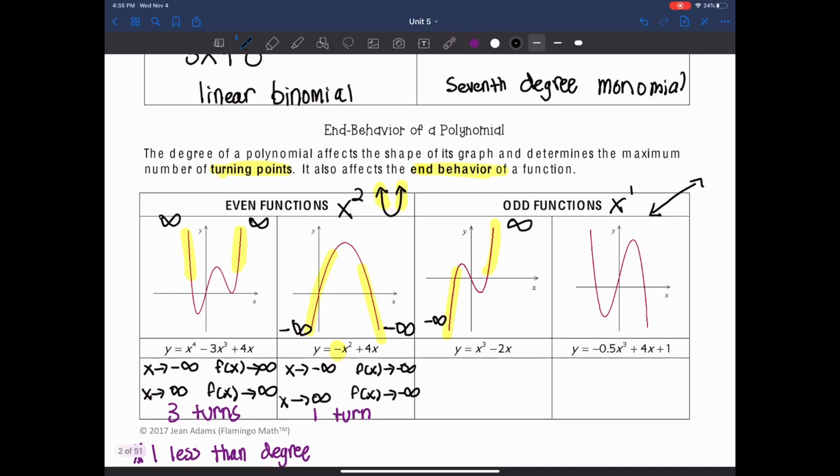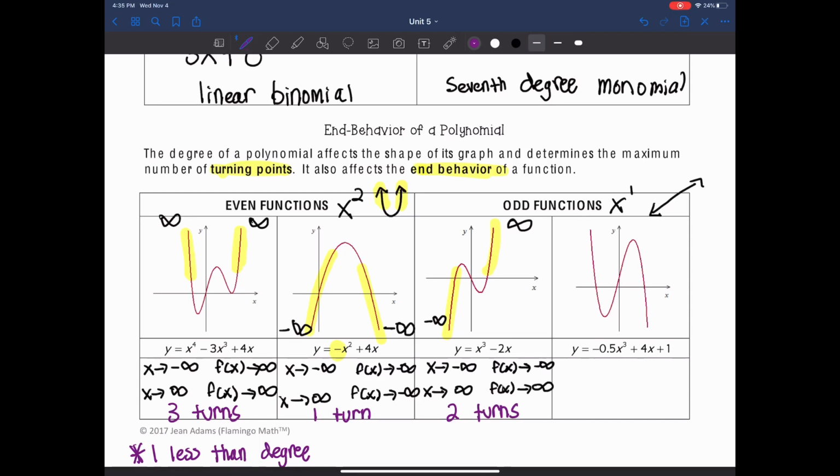So what we're saying mathematically is as x approaches negative infinity, f of x is also approaching negative infinity, but as x approaches positive infinity, f of x also approaches positive infinity. Or in other words, we're going down on the left and up on the right. And the number of turns that this has is going to be 1 less than the degree. Since the degree is 3, this graph has 2 turns.